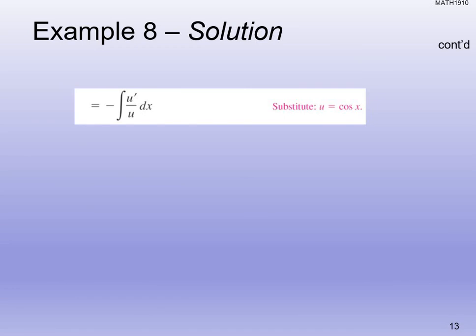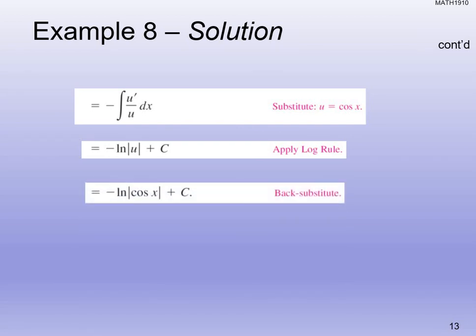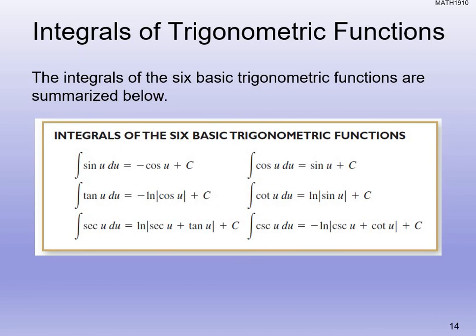So we are in the form here, the opposite of the integral of du over u dx. We did our u substitution. When we do our log rule here, we get the natural log of the absolute value of u plus c. And now we substitute back in our u, which is cosine of x. So we end up getting negative natural log absolute value of cosine of x plus c.